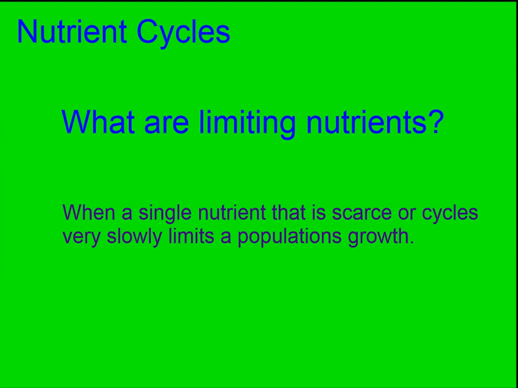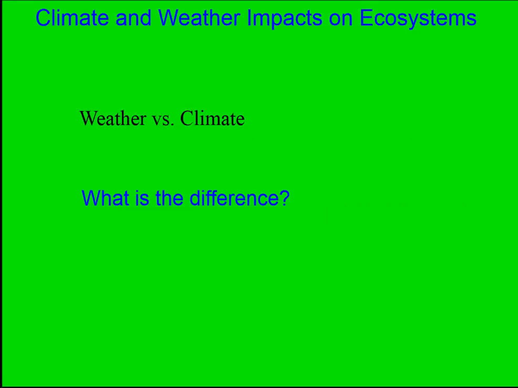This is when a single nutrient that is either scarce or cycles very slowly through the ecosystem limits how large a population can grow. Okay, let's move on to how climate and weather impacts an ecosystem. First of all, do you know the difference between weather and climate?